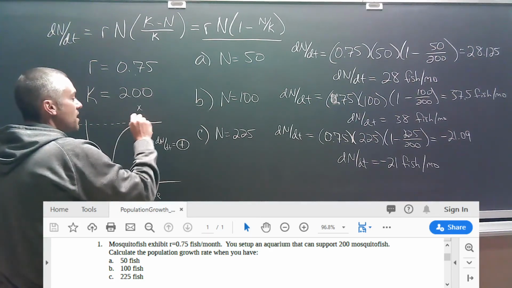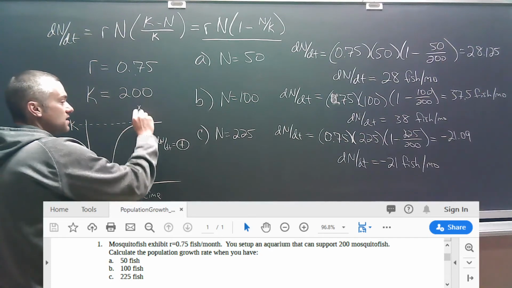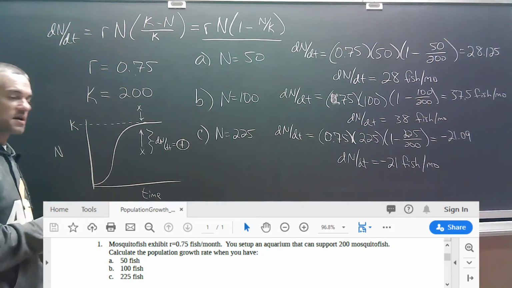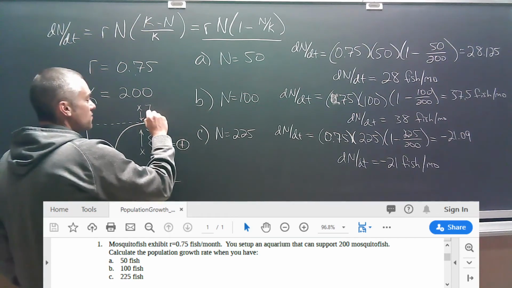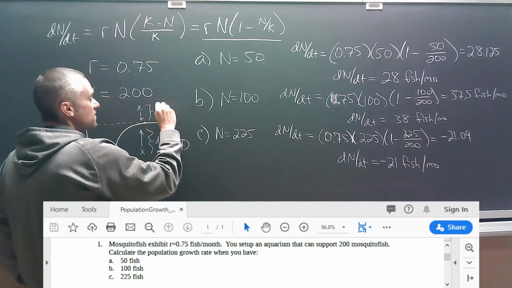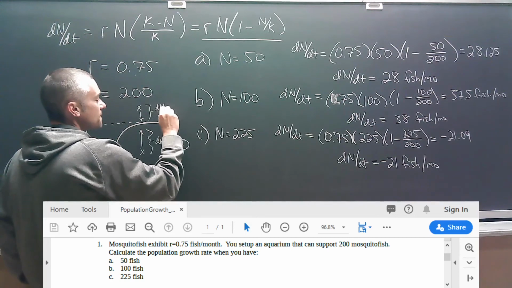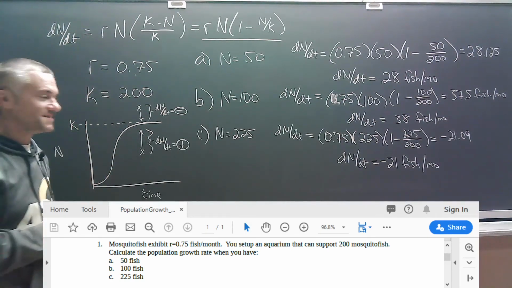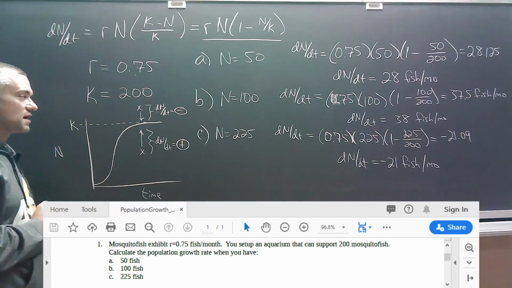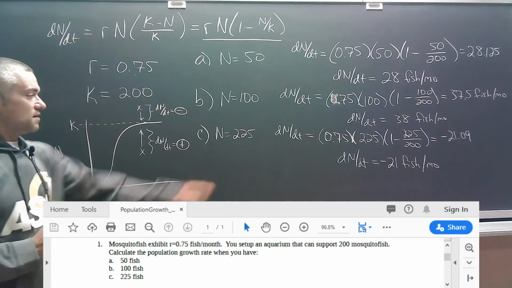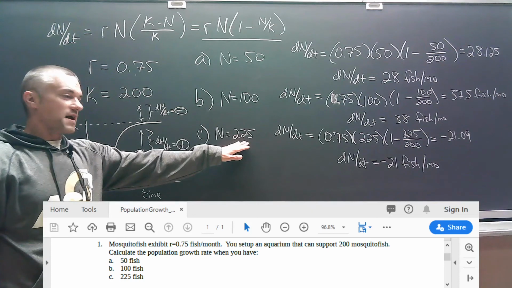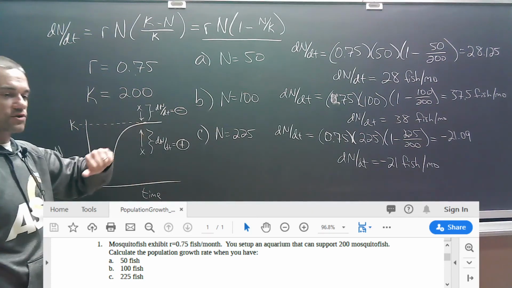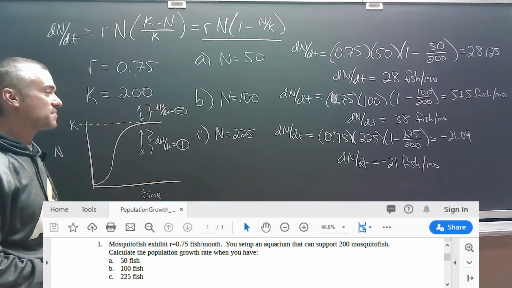If we are above our carrying capacity, then we want to go back down to our carrying capacity. So this area represents negative population growth rates because we're going to see a decrease in our population size. 225 is above our carrying capacity. We're going to experience negative population growth to get back to our carrying capacity.